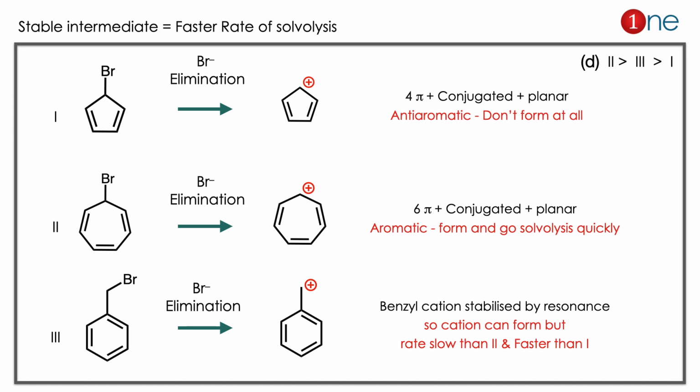For the first compound, if you remove the bromine, you have a cation which is 4-pi, conjugated and planar. Normally 4-pi means a 4n system, it is an anti-aromatic system, so it won't form at all because it is very unstable. If you look at the second one, the cation formed is aromatic and can be very stable, so it forms and undergoes solvolysis quickly.